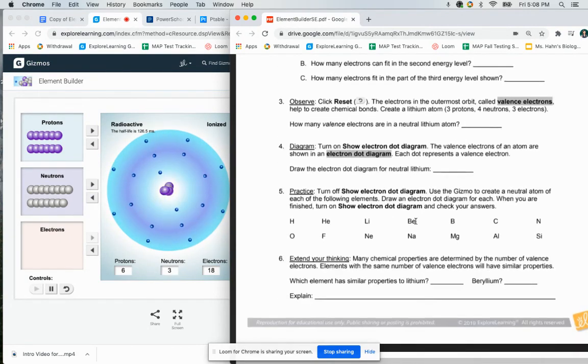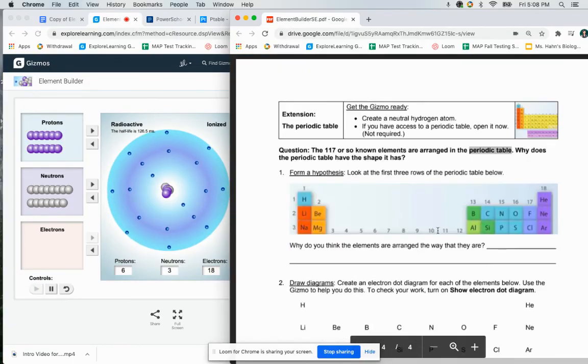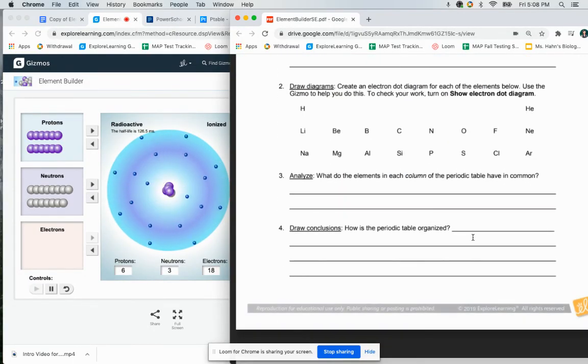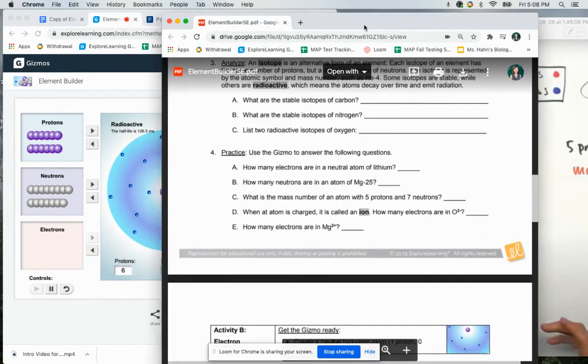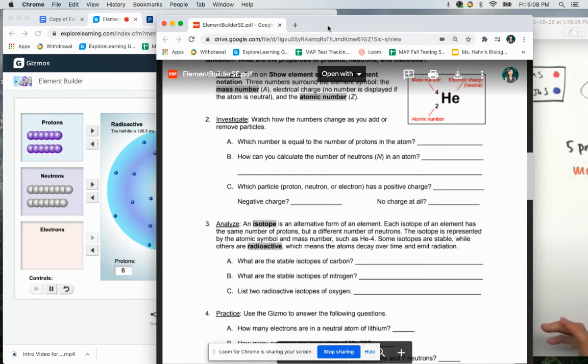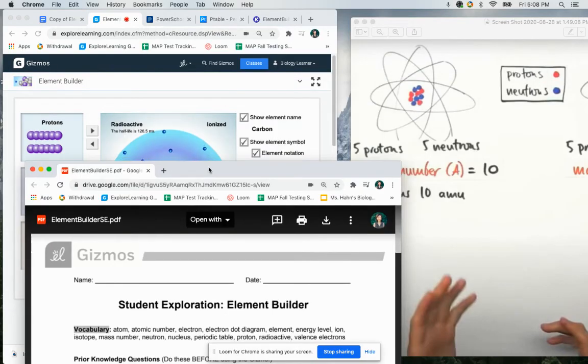All right, so I'm going to let you just keep working through that, and here talks a little bit about the periodic table. Hopefully this helped you kind of understand how these gizmos work, and then after you fill in your sheet, you can go ahead and turn it in.